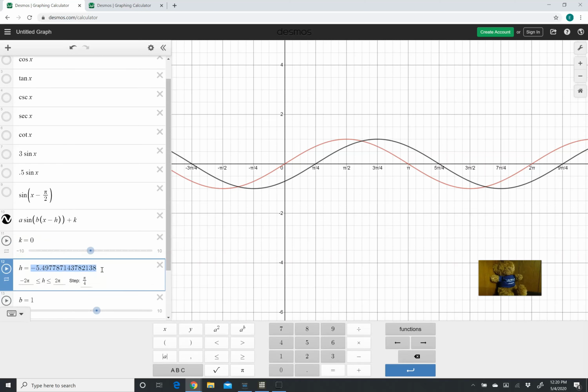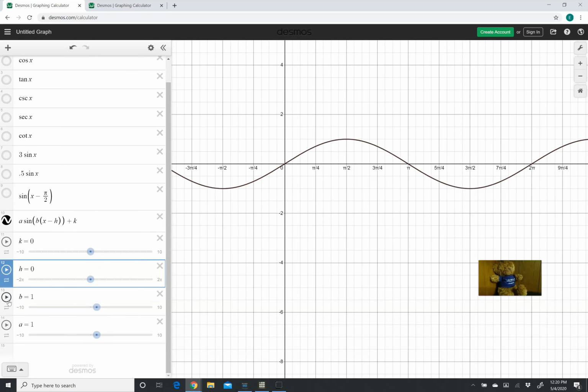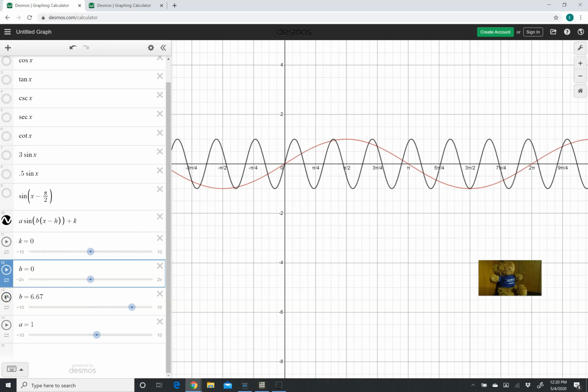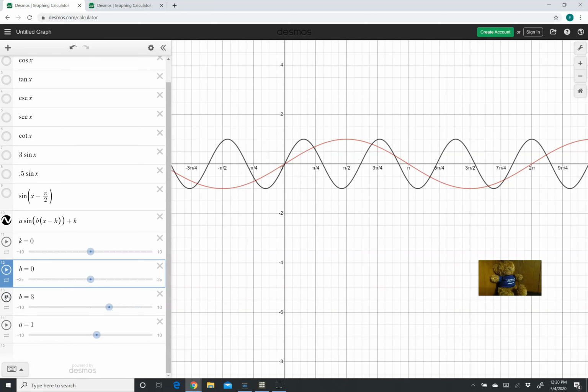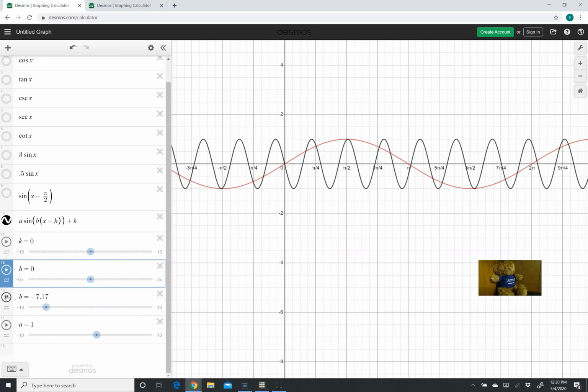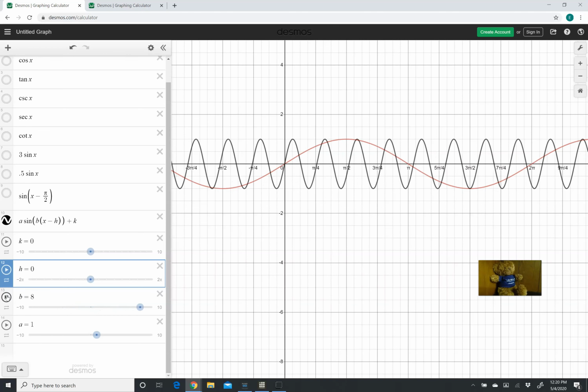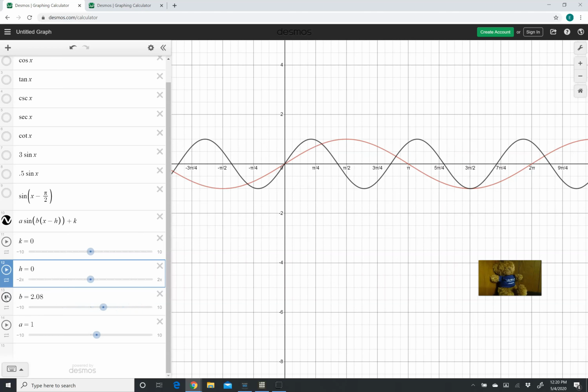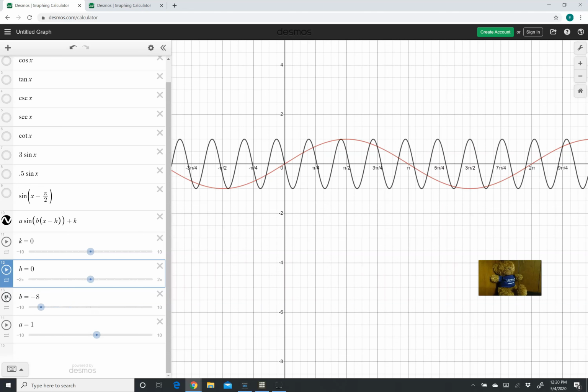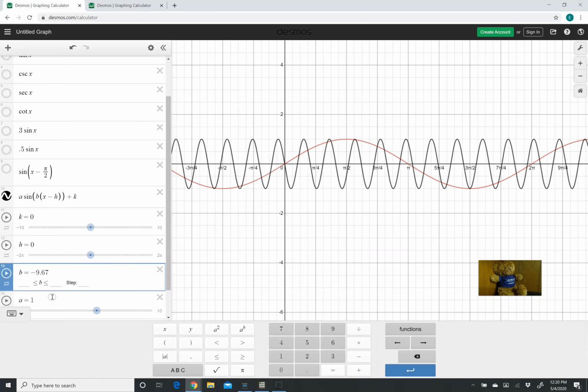Now you can see the B. Okay, the B increases the frequency or decreases the frequency. So it increases when our B gets very large, and it decreases when our B gets really small. Okay, this is a horizontal shrink and stretch. Let's change this back to 1.